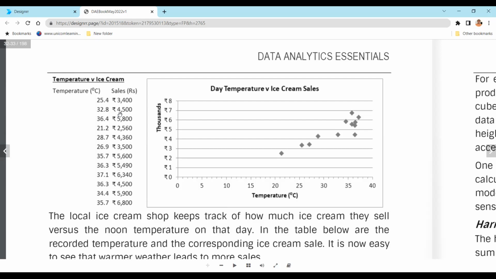Now with this data, we plot this scatter plot. Tell me, what do you understand from this scatter plot? Does it tell you that as the temperature increases, the sale of ice cream also increases? What is the answer that you get? At the highest temperature, we would be selling more, so we have to keep more inventory when the temperature is high.